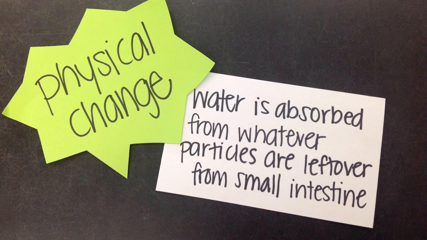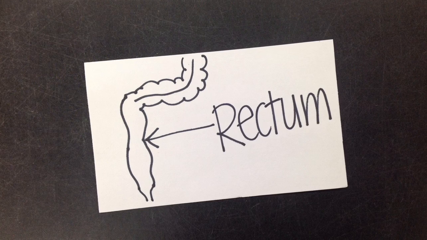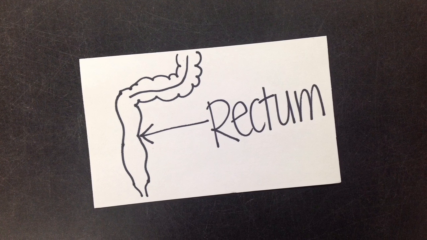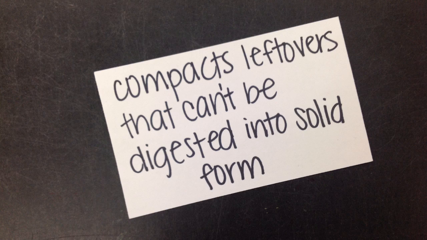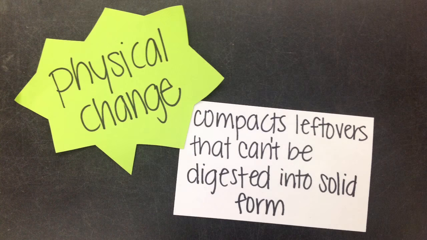After the large intestine, your food moves through the rectum. The rectum is where leftovers are compacted into a solid form. This represents a physical change because nothing is actually being made.